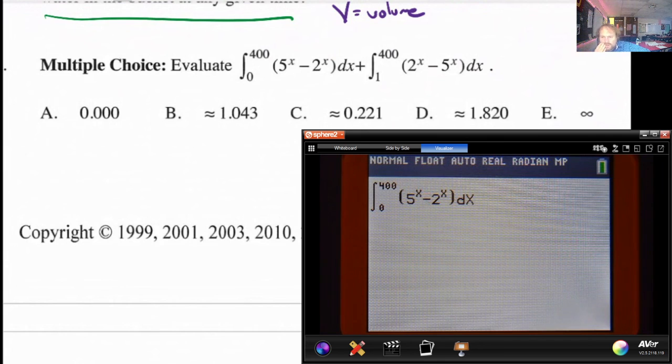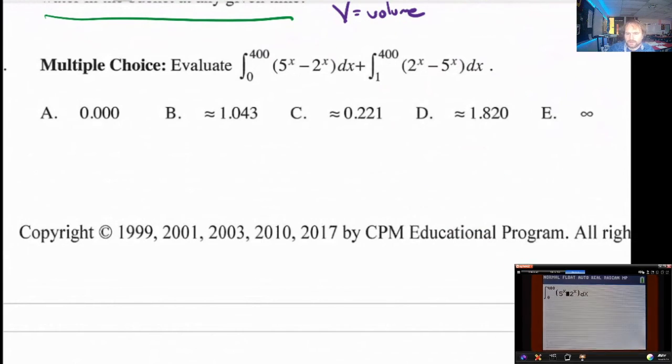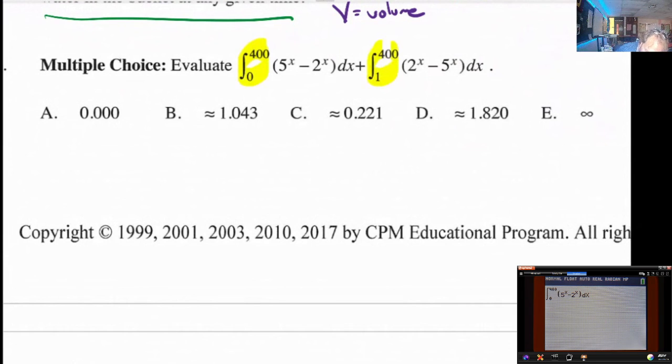You know, I noticed that it's the integral from 0 to 400. Ooh, I got an idea. All right, I think I know what to do here. I noticed this and this right away. So I want to keep the first integral the same, but I want to change the second one. I want to actually make it negative. I want to factor out a negative. That's what I want to do.